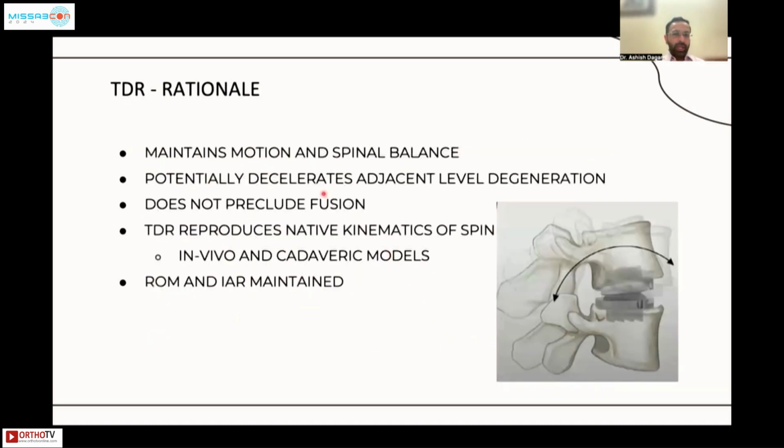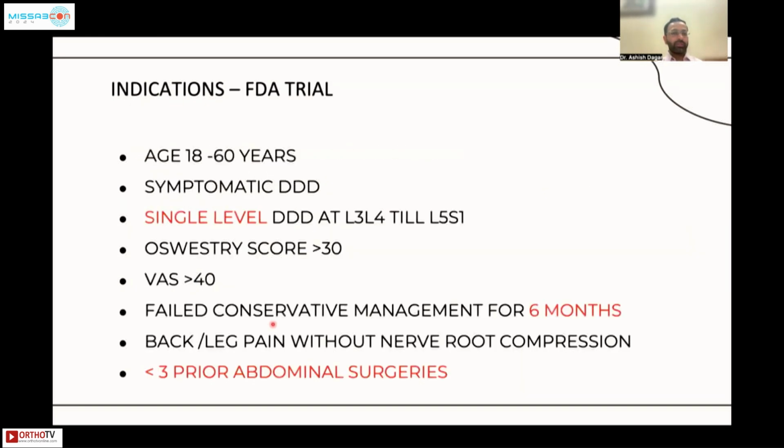So this shows there is a significant rationale to go for total disc replacement, and these rationales include that total disc replacement helps us to maintain motion and spinal balance. It decreases the chances of development of adjacent segment degeneration, and it doesn't rule out fusion. We can anyway go for fusion if somehow this surgery fails. Total disc replacement, as we have seen with cadaveric studies, reproduces the native kinematics of the spine. The normal range of motion and instantaneous axis of rotation are maintained after total disc replacement surgeries.